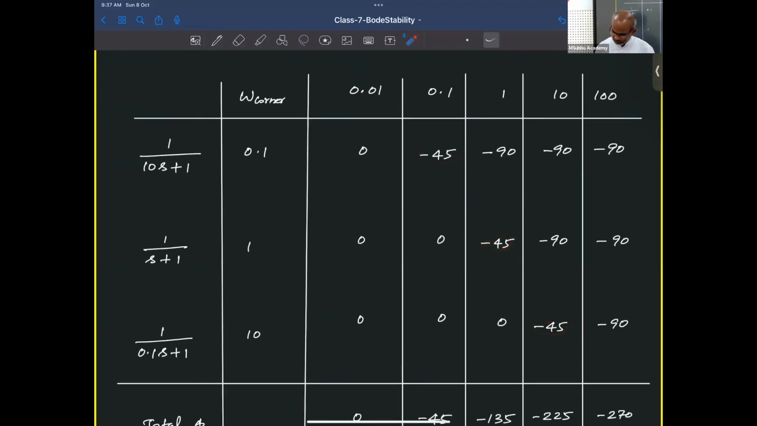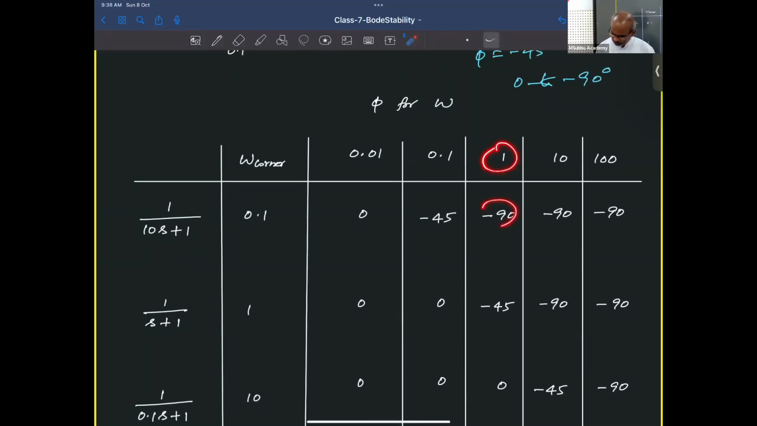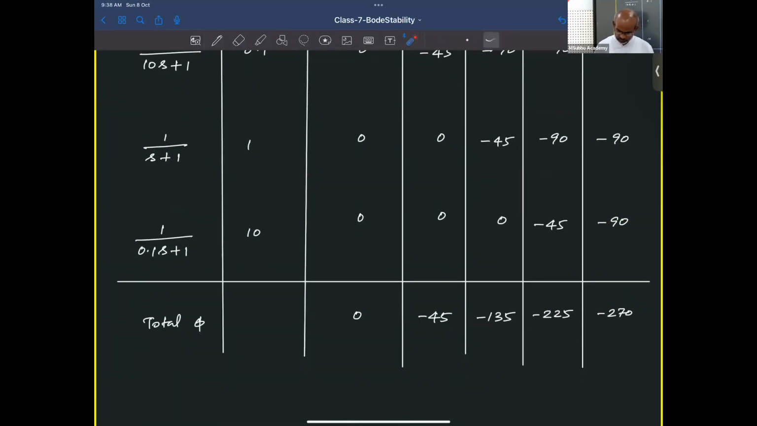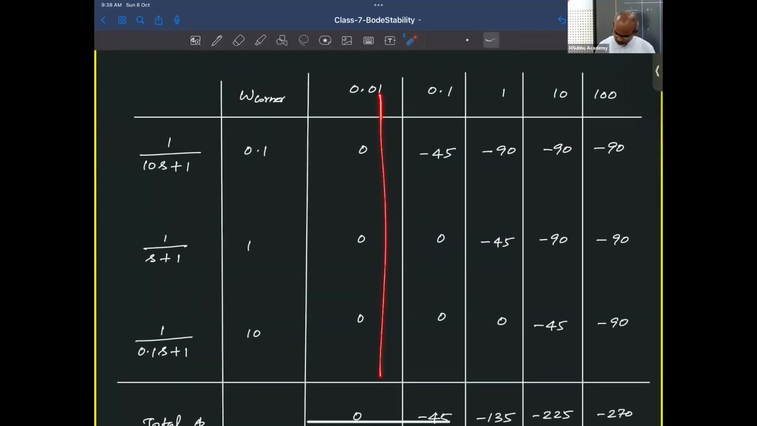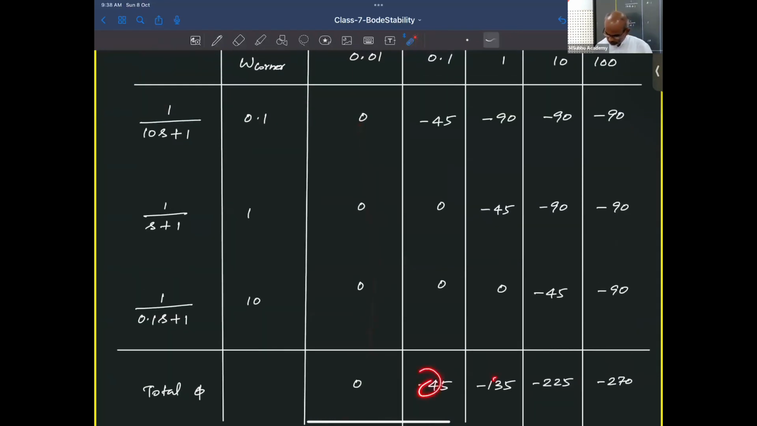Okay, like that. For the next highest point, say we have this for 1, the highest, these values are simply 90 forever. These are all 90. After writing that, simply get the total phase angle for every corner frequency. Simply add them, nothing great. Simply add them, and you'll be getting this.